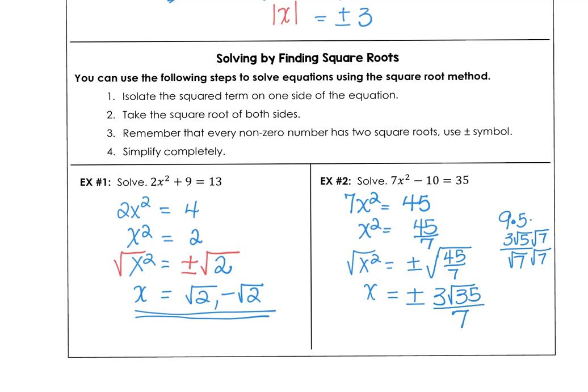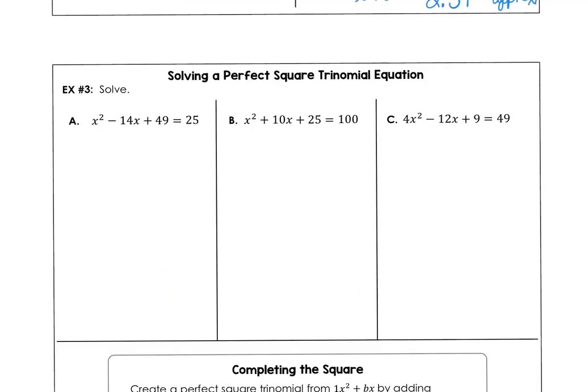So if you want the exact solution, this is our exact solution. But if you take the calculator approach, that could also be plus or minus about 2.54. So whether you want the exact answer or the approximation, either one, you're able to do that. So that pretty much covers the square root approach.